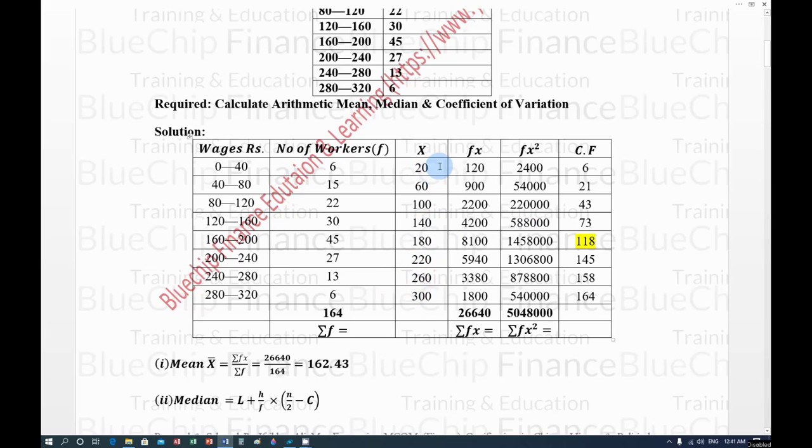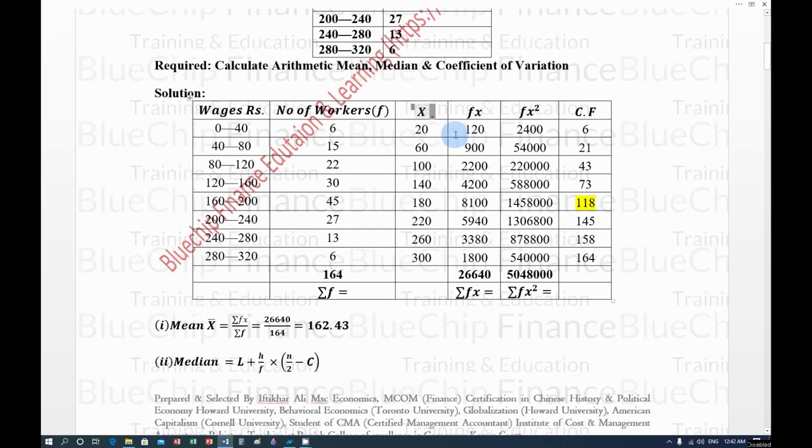After that we need the product of f and x, so simply f multiplied by x equals 120, 900 and so on, and the sum is 26640, and from here we are able to calculate arithmetic mean. Sum of fx is 26640 and sum of f is 164, so arithmetic mean will be equal to 162.43.